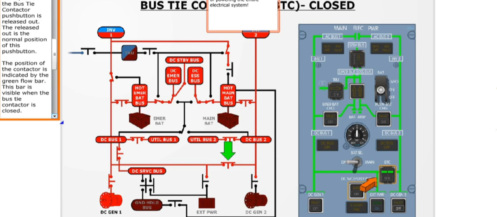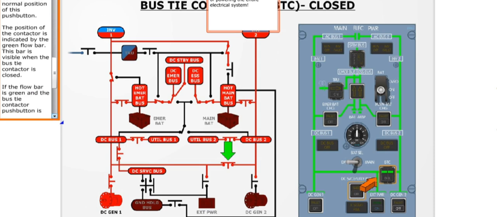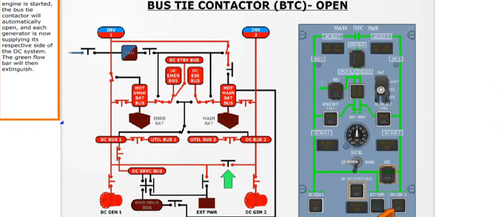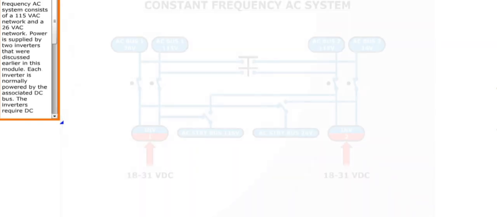If the flow bar is green and the bus tie contactor push button is then depressed, the button will show isolate in white with both sides of the system then operating independently. After the second engine is started, the bus tie contactor will automatically open, and each generator is now supplying its respective side of the DC system. The green flow bar will then extinguish.